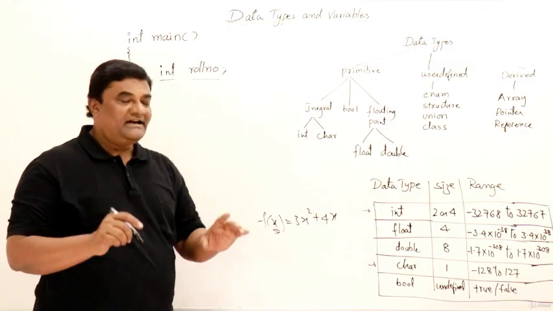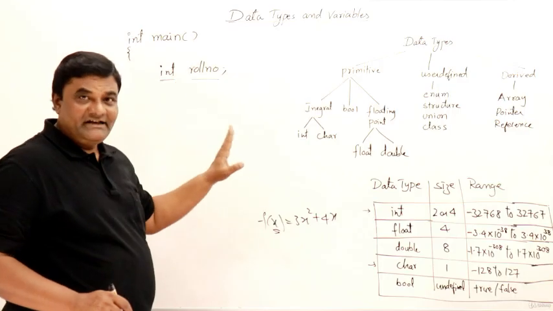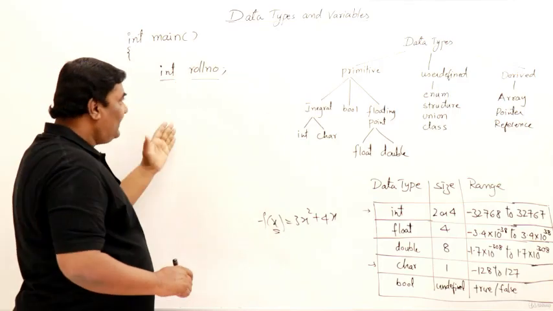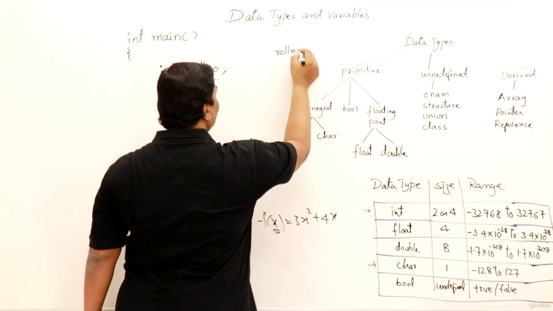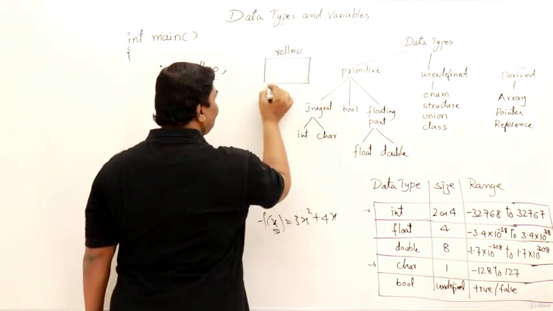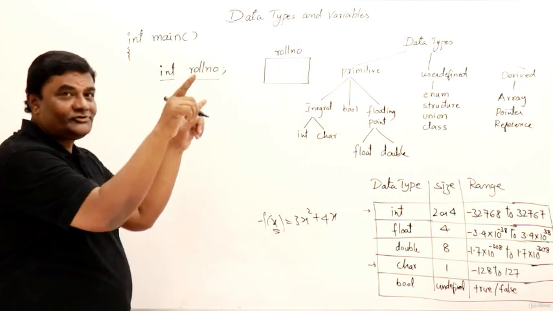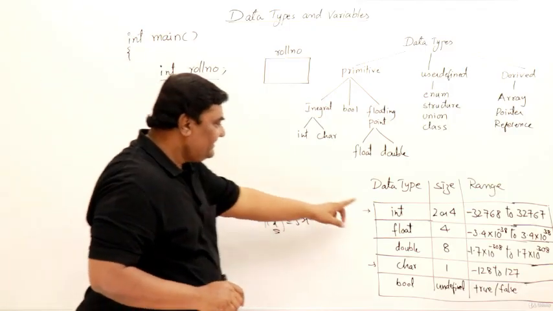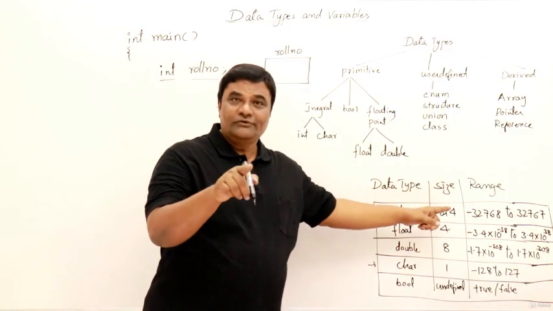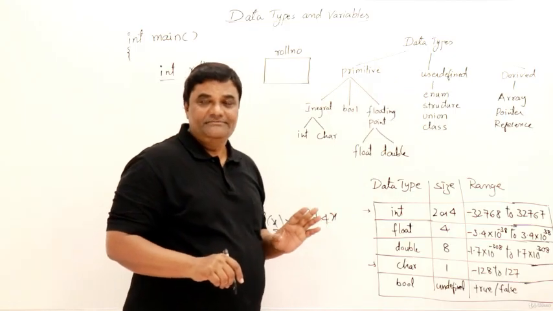Now this means that roll number is a variable which is of type integer, and at runtime this roll number will consume 2 bytes of memory. I am showing it as a single box, but there are 2 bytes in this one because integer takes 2 bytes. If you say no, 4 bytes, then it will take 4 bytes of memory.